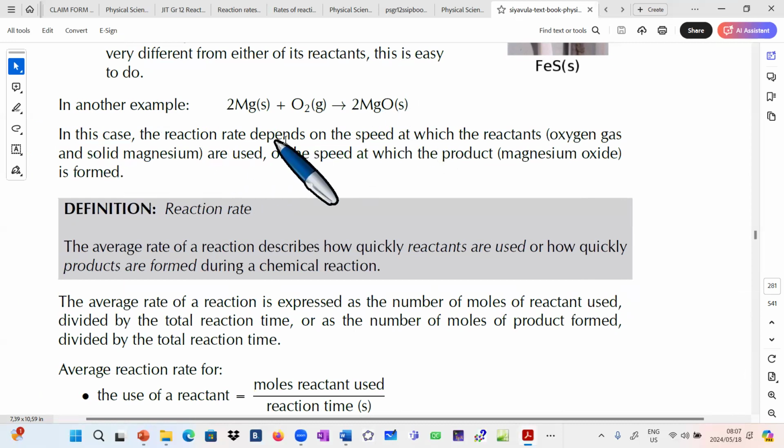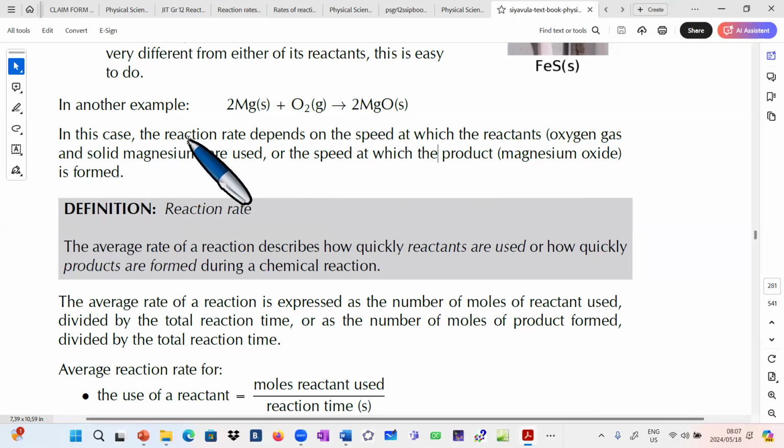In this case, the reaction rate depends on the speed. So what does the reaction rate depend on? The reaction rate depends on the speed at which the reactants, namely oxygen gas and solid magnesium, are used, or the speed at which a product, which is magnesium oxide, is formed. So the reaction rate depends on two things. What is the first thing that the reaction rate depends on? It depends on the speed at which the reactants are used, or the speed at which the product is formed.